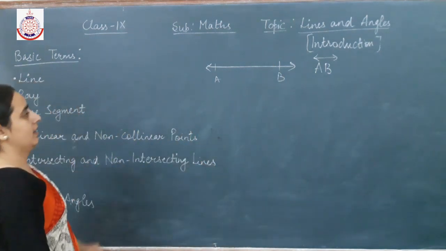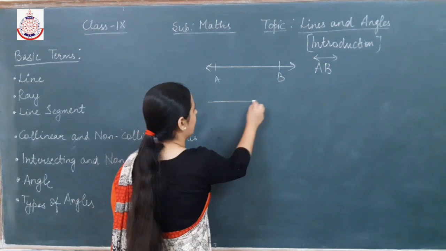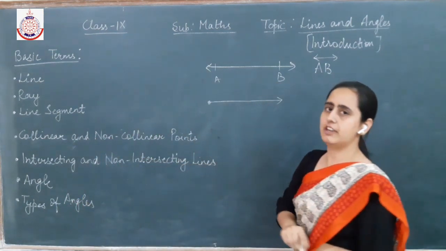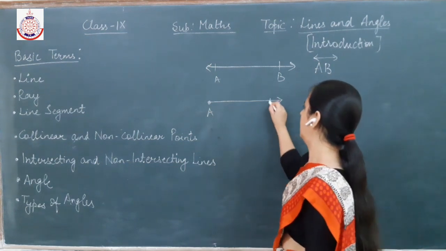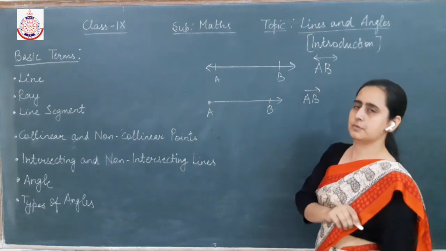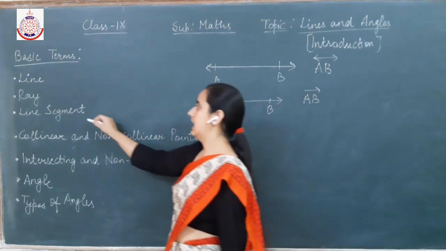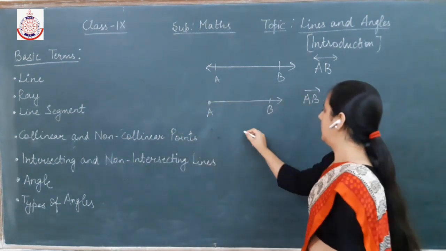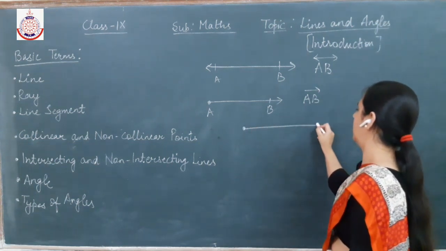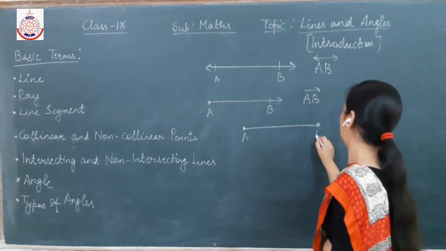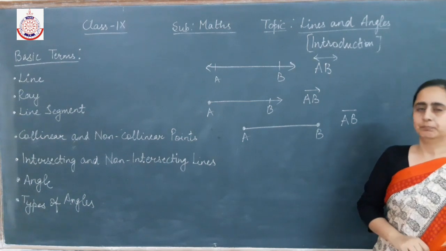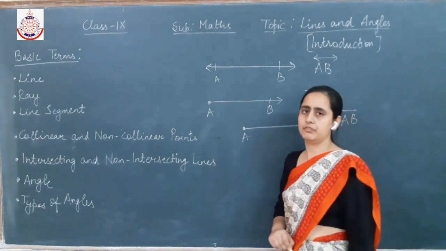Second is ray. Now ray is, again, a straight path, but here one point is fixed. Suppose this is A and this is B, so we represent a ray like this. Fine. Next is line segment. Again line segment is also a straight path, but both the ends are fixed, and we represent a line segment like this. I hope you are clear with the difference.